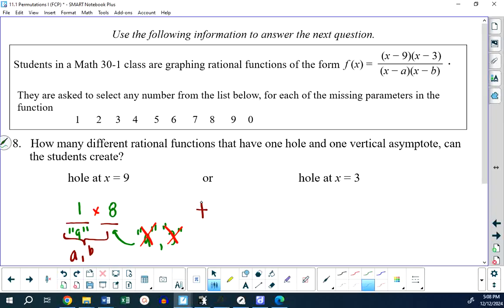So if the whole is at 9, the asymptote could be at 1 or 2 or 4 or 5 or 6 or 7 or 8 or 0. But it cannot be at 9 and it cannot be at 3. If you do the same thing over here, I'm not going to spend time explaining it again. You're still going to get 1 and 8. You're still going to get 1 times 8 plus 1 times 8. You're going to get a total of 16.